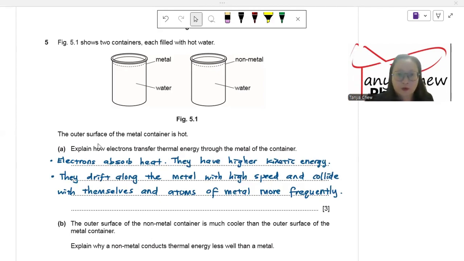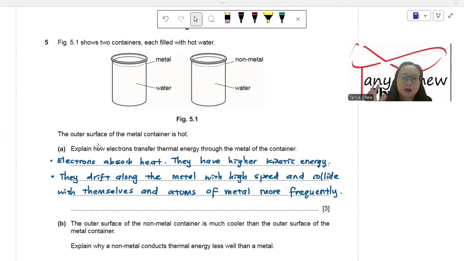When they drift throughout the metal, at some point they will collide, because it is not only electrons inside the metal. There are also atoms which are closely packed inside the metal. So these electrons will collide with the atoms inside the metal, and that is how the heat is transferred to the other atoms. These electrons will also collide with each other. That is what makes the heat transfer even faster throughout the whole metal of the container.